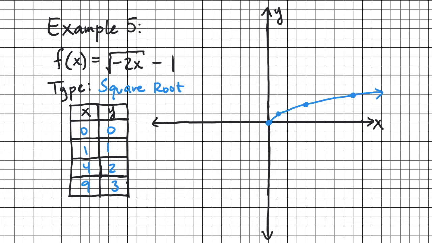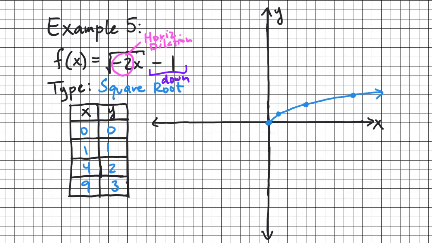Okay. For this one, I'm going to pick a different color for the dilation, but same idea. We have a negative 2 here, so this is a horizontal dilation. And then the minus 1 is outside, so we're going to go down 1.